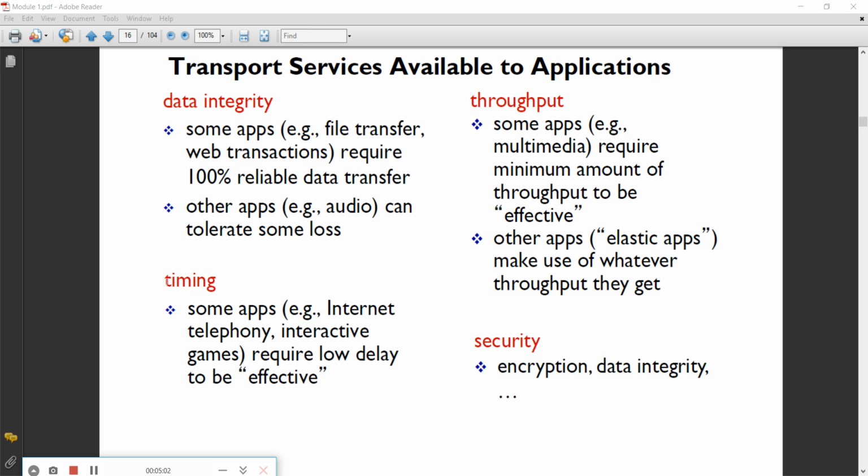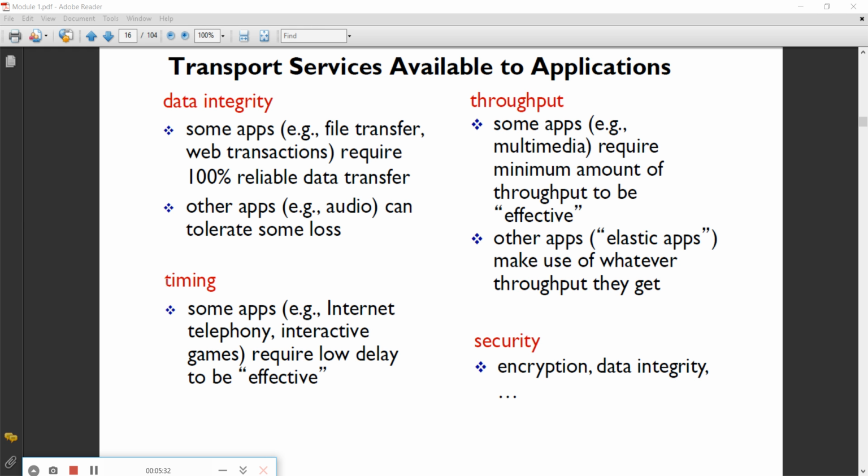A transport layer protocol can also provide timing guarantees. As with throughput guarantees, timing guarantees can come in many shapes and forms. An example guarantee might be that every bit that the sender pumps into the socket arrives at the receiver's socket no more than 100 milliseconds later.